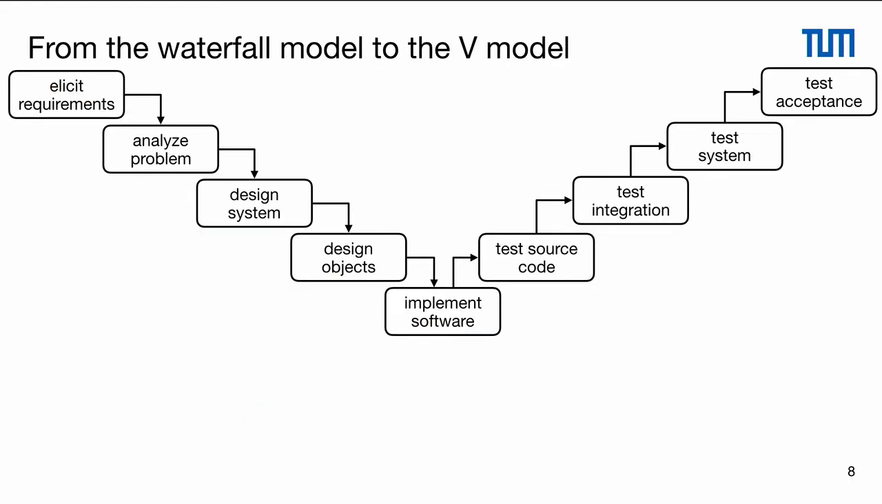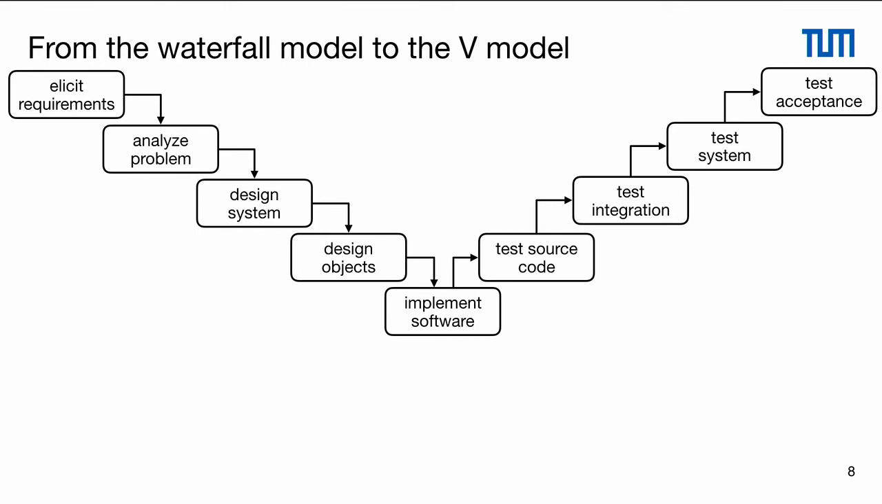We can adapt the waterfall model and then come to the so-called V model if we turn up the second half of the flow and follow the letter V. We then focus a lot more on testing, as we have different testing activities. We first test the source code units, we then test whether different subsystems integrate with each other, which belongs to the system design on the left side in the same horizontal line. And then we test the full system, which belongs to the activity analyze problems on the left side. Finally, the customer tests the acceptance of the system, which belongs to the elicited requirements that he stated in the beginning.